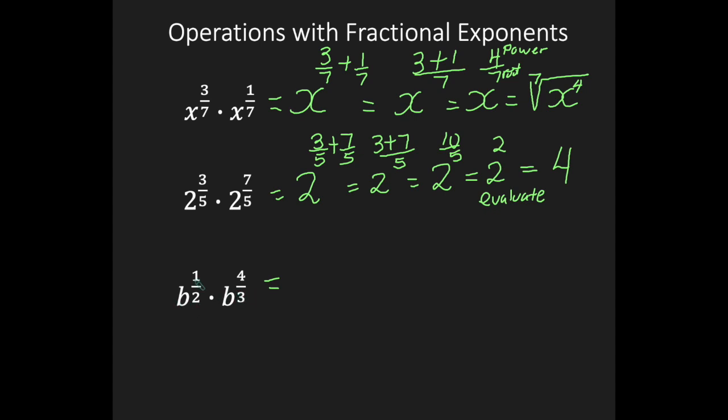Now, sometimes your fractions, the denominators are different, such as this case. I have b raised to the 1 half and I'm multiplying by b raised to the 4 over 3. The rule is the same. You keep your base and you're going to add your exponents. So I have 1 half plus 4 over 3.